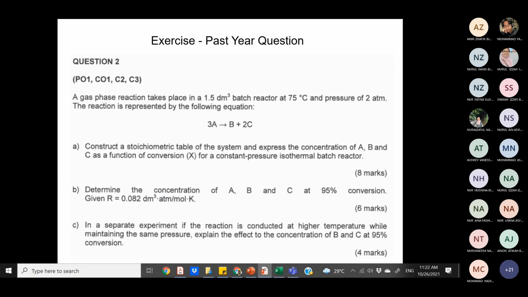Okay, so let's say we have question number 2 here. A gas reaction takes place in a 1.5 decimeter cube batch reactor. They have given you the temperature of 75 degrees Celsius, T, and pressure of 2 atm, which is P. And it's given 3A equals B plus 2C, meaning A equals B over 3 plus 2 over 3 C. Construct a stoichiometric table for the system and express the concentrations of A and B as a function of conversion X for a constant pressure isothermal batch reactor.